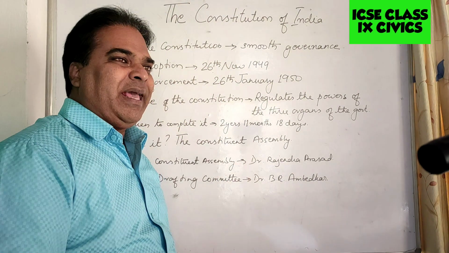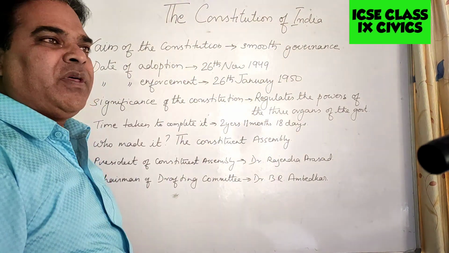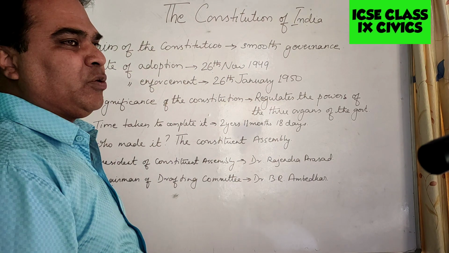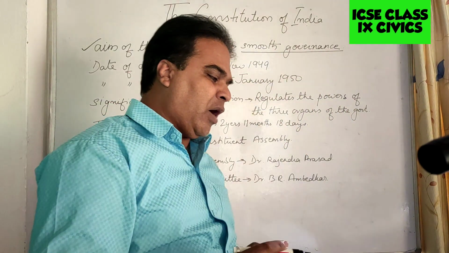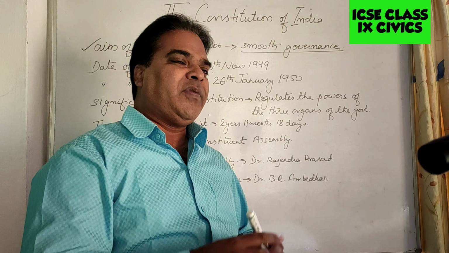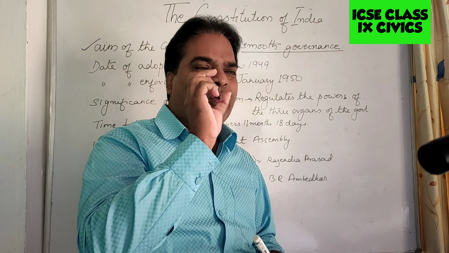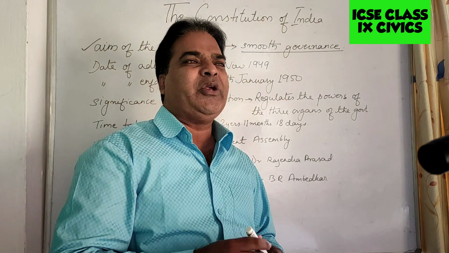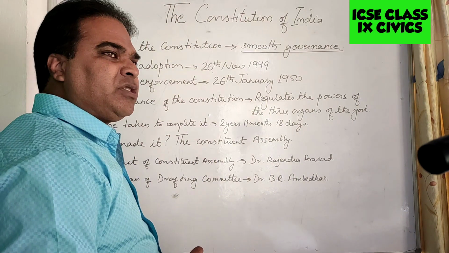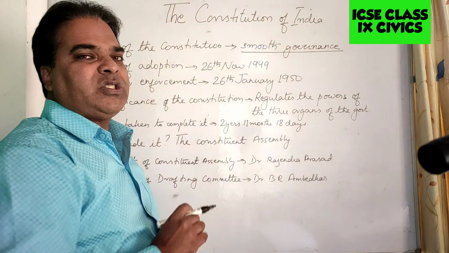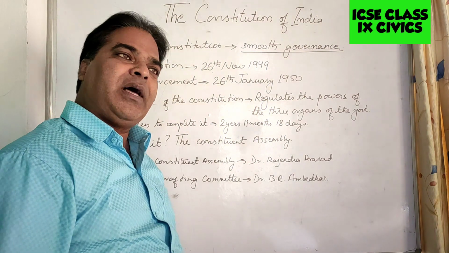So first of all, our Constitution. The first important thing is the aim. What is the aim of the Constitution? The main aim of the Constitution is smooth governance for the welfare of the country. These are some of the things we need to understand very minutely because these are very important for us. So the aim of the Constitution is smooth governance for the welfare of the country.